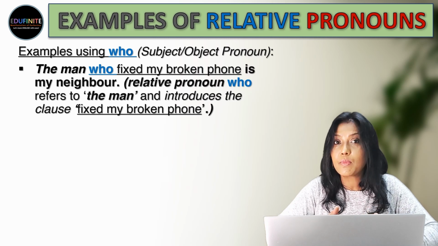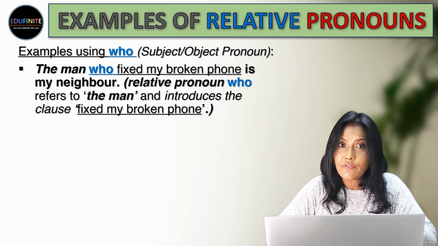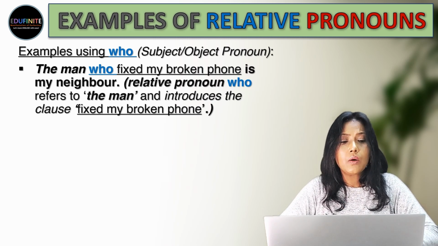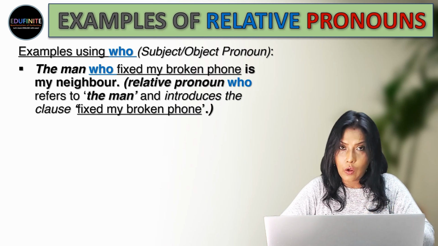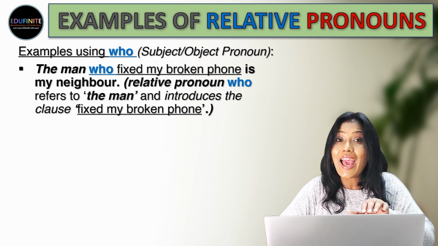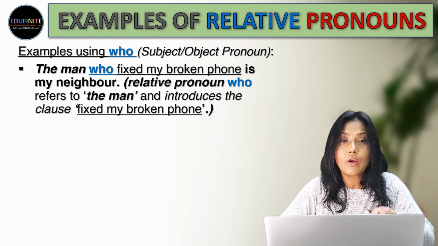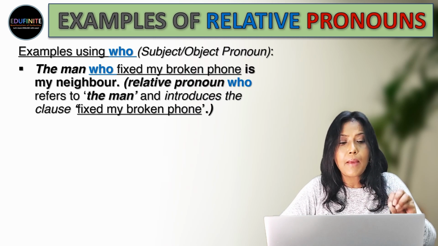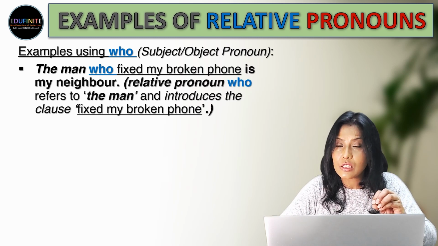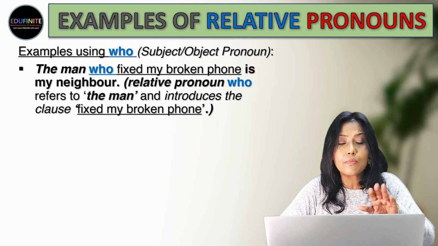So you can differentiate between the two clauses because the relative clause is often inserted within the independent clause. So here, what is happening? Who is the relative pronoun attached to fixed my broken phone. So who fixed my broken phone is the relative clause which is functioning as an adjective because it tells us more about the man. It tells us the identity of the man. Which man? The man is my neighbor, but which man? The man is my neighbor is not establishing the identity of the man. So the identity of the man is revealed by this relative clause, who fixed my broken phone.